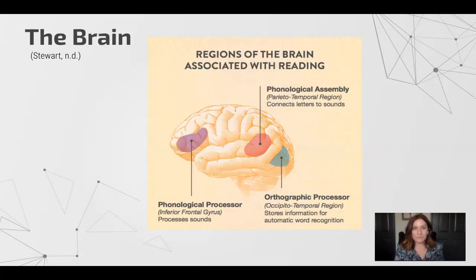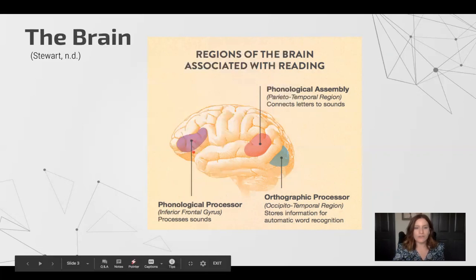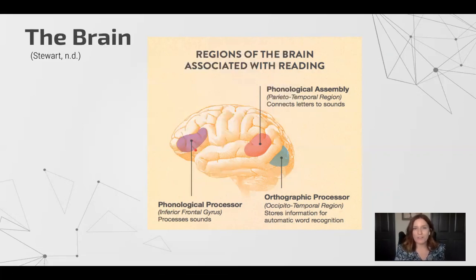So what we are hardwired with is the phonological processor, which is located right here in the frontal lobe. This is the part of the brain that processes sounds. And we are also born with the orthographic processor. This is a part of the brain that's associated with storing information when it comes to sight and visual.